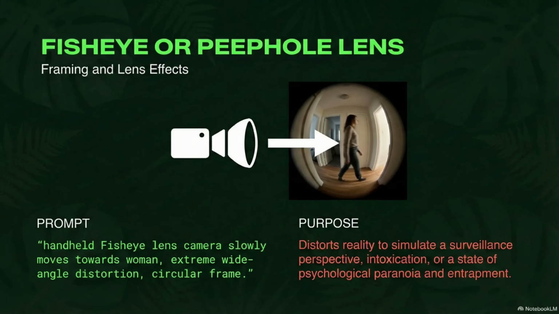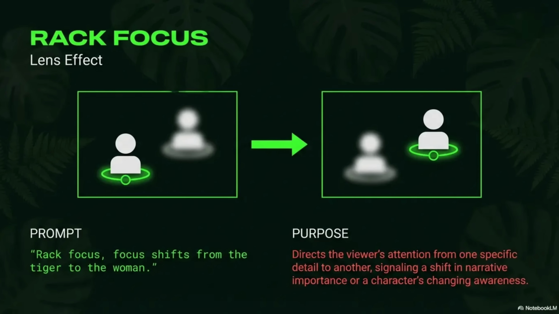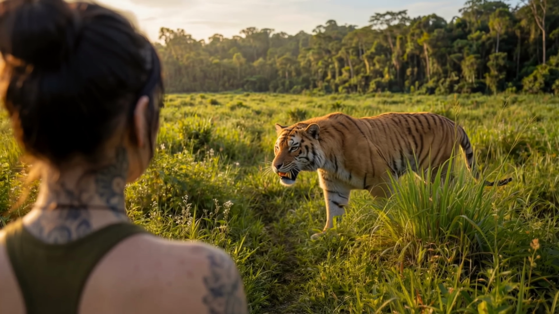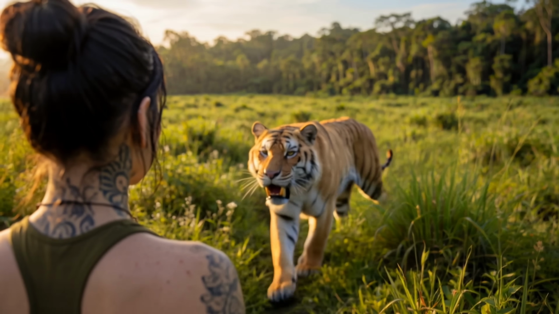Fisheye or peephole lens. This distorts reality to simulate a surveillance perspective, intoxication, or a state of psychological paranoia or entrapment. Use the prompt: static or handheld fisheye lens camera slowly moves towards woman, can be also static, extreme wide-angle distortion, and circular frame. Rack focus is a lens effect. It directs the viewer's attention from one specific detail to another, signaling a shift in narrative importance or a character's changing awareness. Use prompt: rack focus, and specify what kind of shift you want to have.